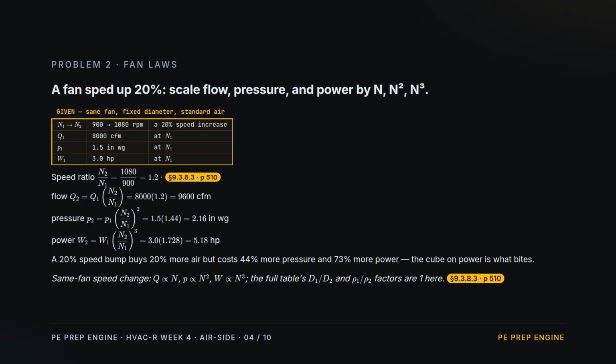Problem 2. A fan sped up 20%, from 900 to 1080 RPM, a ratio of 1.2. Flow scales with the ratio, 9600 CFM. Pressure scales with the square, 2.16 inches. Power scales with the cube, 5.2 horsepower. 20% more air, but 44% more pressure, and 73% more power. The cube on power is what bites.